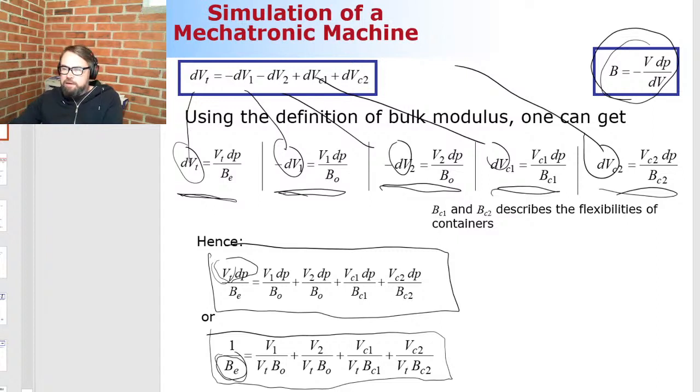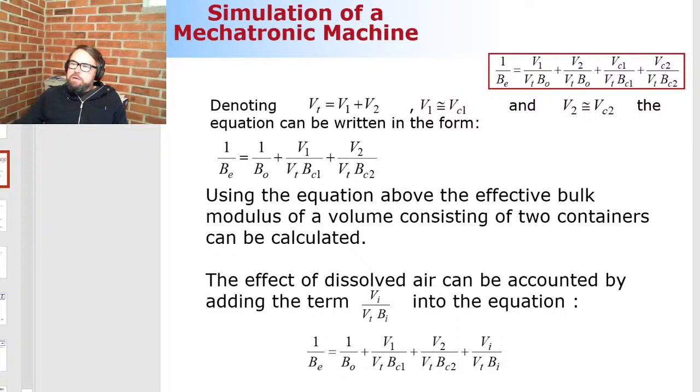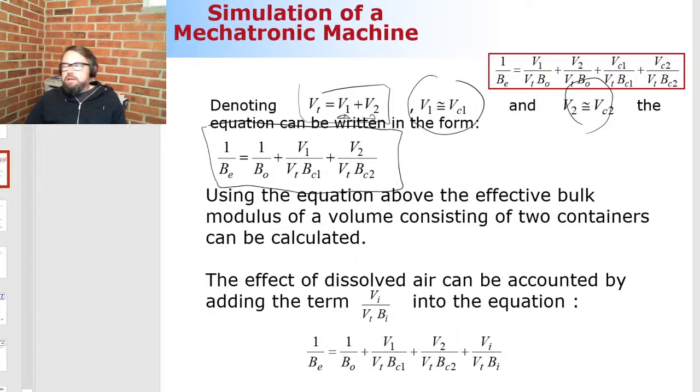So here is the way you can compute the components that are affecting the total flexibility. Now, let's take a look at that in a second, but let's move on here. Now we're going to make some simplifications. So we're denoting that the total volume is fluid number 1, fluid number 2, and the container size is roughly the same as the fluid container size. And when using this simplification, the effective bulk modulus can be written like this. Let's stop here and look at what we have.